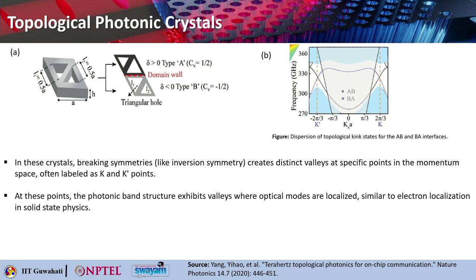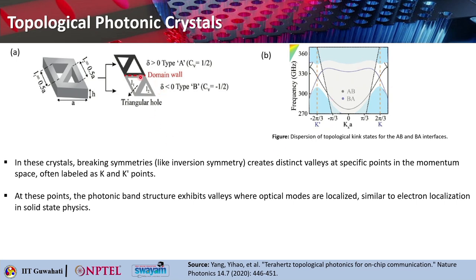Valley photonic crystals in topological photonics basically employ the concept of valleys from solid state physics. These are the regions in the momentum space characterized by local energy minima. So that is why they are called valleys. They are akin to the electronic valleys in materials like graphene. These structures manipulate light using the valley degree of freedom, resulting in a distinctive photonic band diagram like this.